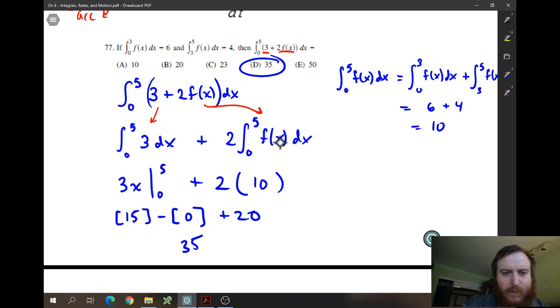For this side, the integral from 0 to 5, I just did it off on the side. I want to find something that starts at 0, so 0 to 3. Now I'm at 3, I want to start something that starts at 3, 3 to 5. Okay, and so they gave us both of those. 0 to 3 was 6, 3 to 5 was 4, so this is 10. So 2 times 10 is 20, 20 plus 15 is 35.